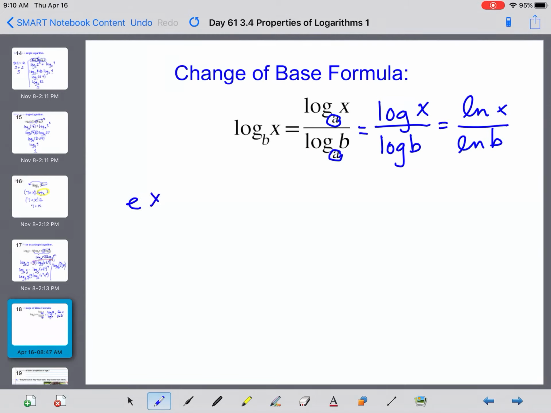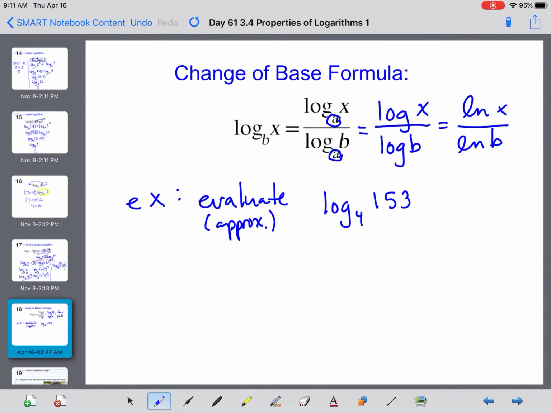So let's just try one. Let's just say, for example, let's evaluate. I guess I really should say approximate because it's probably not going to be a pretty answer. Let's approximate log base 4 of 153. Now I could certainly have an ish idea. 4 to what power is going to get me close to 153? Well, it's probably going to be between 3 and 4, because 4 to the third power is 64, and 4 to the fourth power is going to be way bigger than 153. So it's going to be somewhere in there.